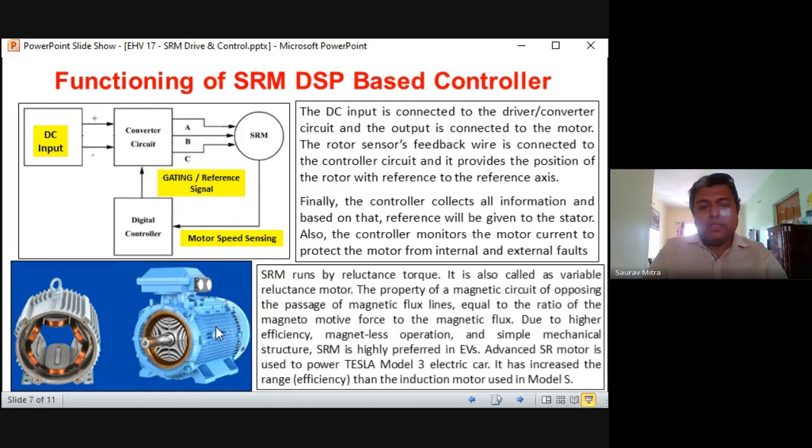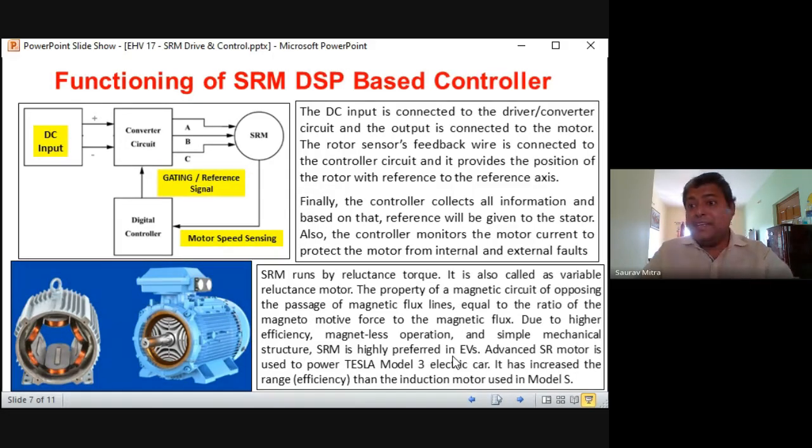So the overall combination: SRM is run by reluctance torque. Whatever torque is produced because of this least reluctance is called reluctance torque. It is also called a variable reluctance motor. The property of a magnetic circuit of opposing the passage of flux is called reluctance, the ratio of the magnetomotive force to the magnetic flux. Due to the higher efficiency, magnet-less operation, and simple mechanical structure, SRM is highly preferred in EVs.